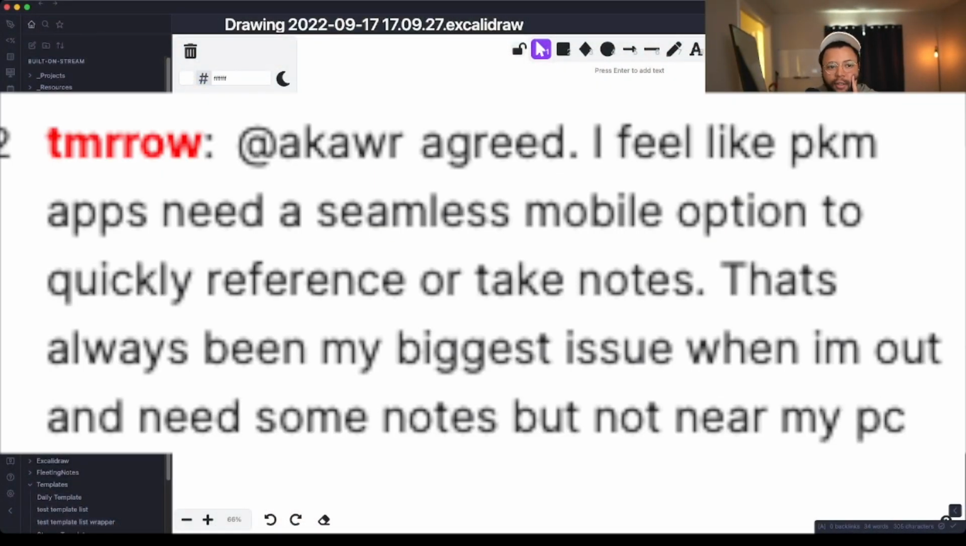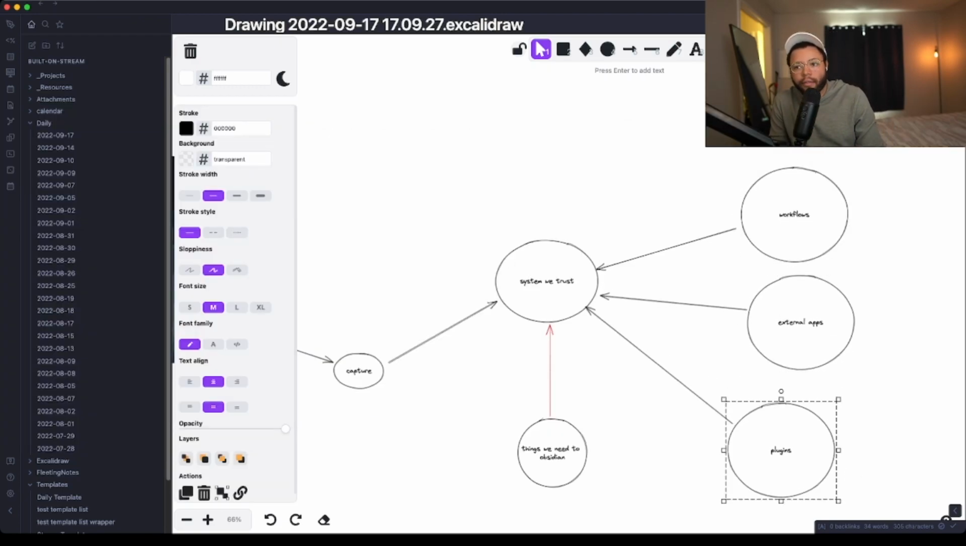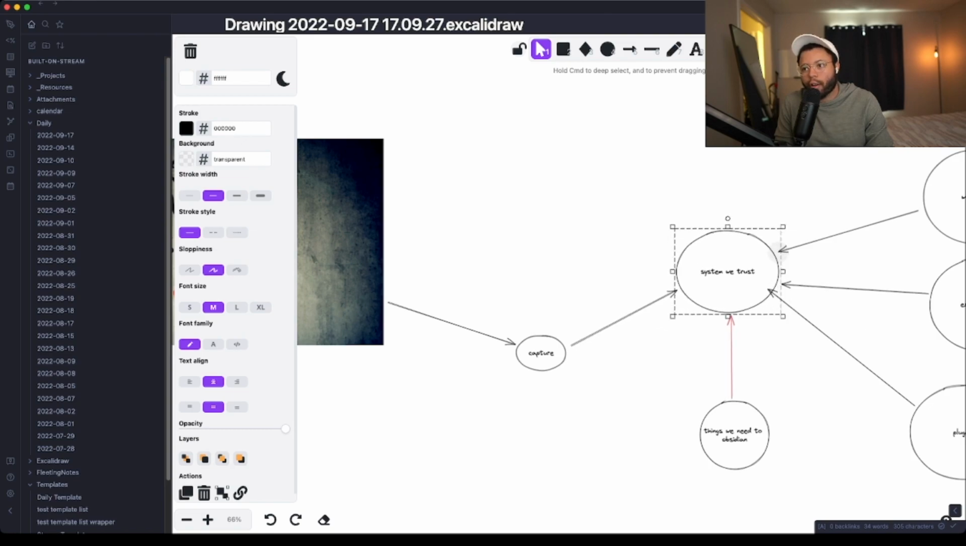So I hope that answers your question, broadly speaking, about the seamless mobile to quickly reference or take notes. I have built different workflows, and this is going to be different for everybody. Really, I think a good way of setting these systems up is that you should think just about this capture thing and then just try and put it on something that you already know kind of works. So like a folder structure, for example.